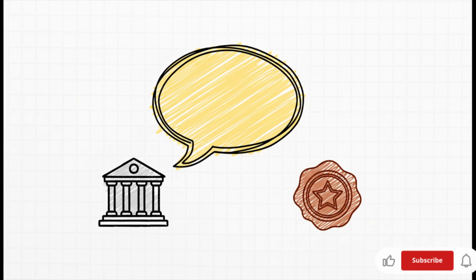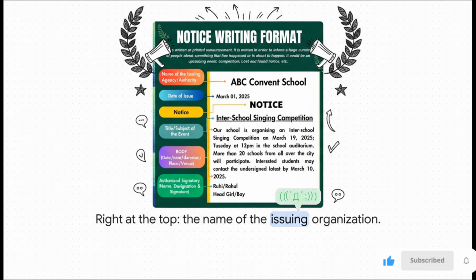Before anyone even reads what you have to say, they need to know, who is this from? It all starts by establishing who has the authority to issue the notice. And you can see it right here, right at the very top, boom, the name of the organization, ABC Convent School. Instantly, you know who's talking.